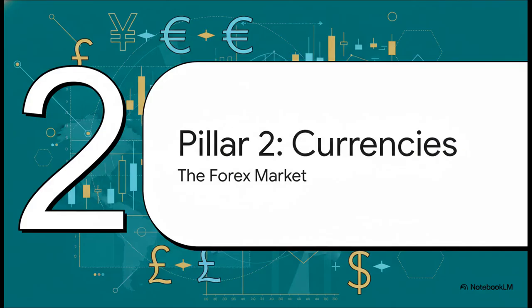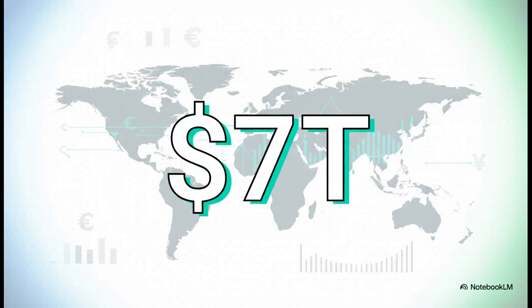All right, let's move on to our second pillar. Now we're shifting gears from owning a piece of a company to trading the actual currencies that those companies use. Welcome to the Forex market. The sheer scale of the Forex market is, honestly, staggering. $7 trillion are traded every single day. That makes it, by far, the largest and most liquid financial market in the world. And when we say liquid, we mean you can buy or sell currencies almost instantly, 24 hours a day. It absolutely dwarfs the stock market.